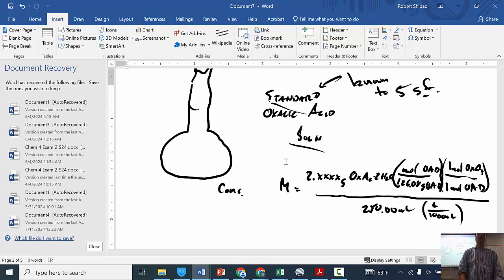It's not a primary standard, but you know, primary standard solutions aren't primary standards because you can't weigh. Well, you can weigh them, but it's not as easy to deal with accurately.